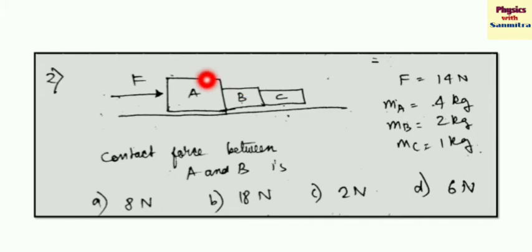We have three blocks A, B and C, which are having masses 4, 2 and 1 kg respectively, and a force F is applied here at block A. Calculate the contact force between A and B. That means here, in between, I have to calculate the contact force. Let's see how to do this.